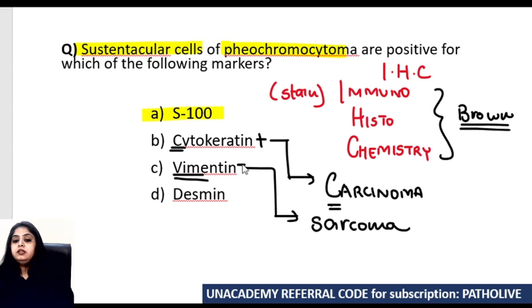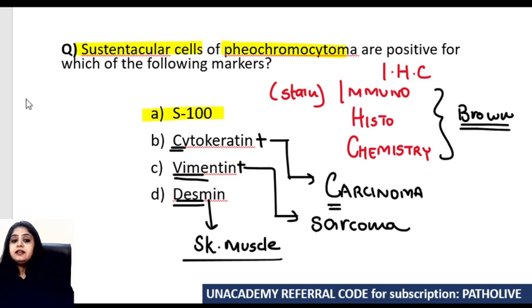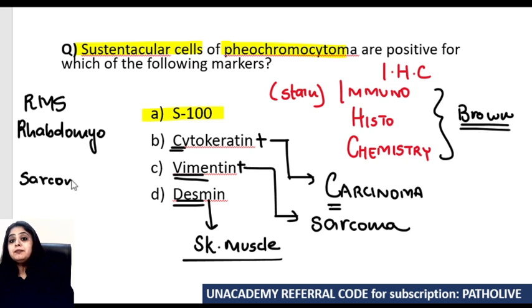vimentin comes out to be positive. And what about desmin? Desmin is definitely a marker which came in last year's INI-CET exam also, in 2021 November, I suppose. And this is a marker which is very important for skeletal muscles. So whenever they want to give you, I'll give you a hint, they gave you a case of rhabdomyosarcoma. I think everyone knows that when I'm dealing with rhabdo, I mean skeletal muscle. And when I'm dealing with sarcoma, I'm calling it a malignant tumor.